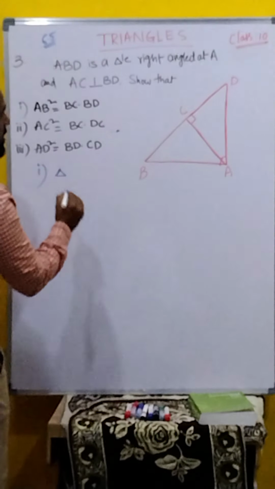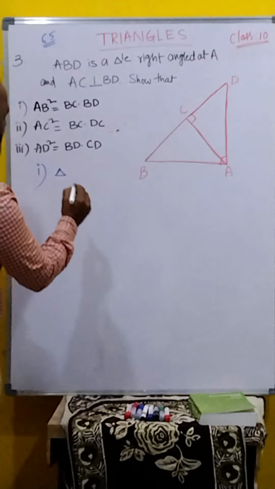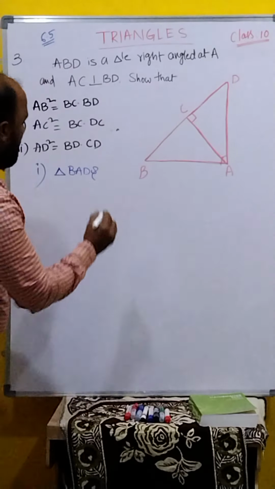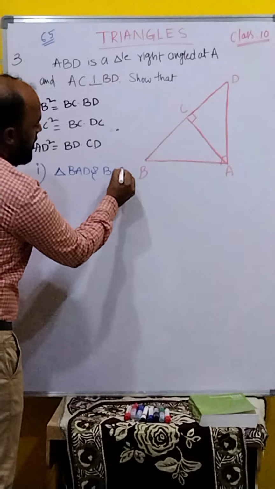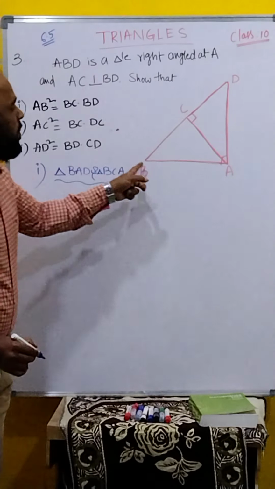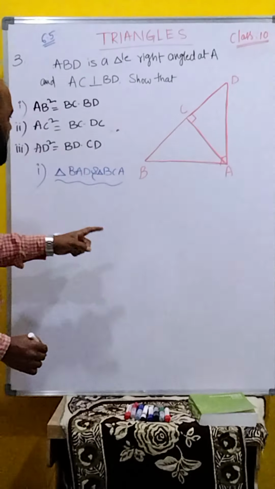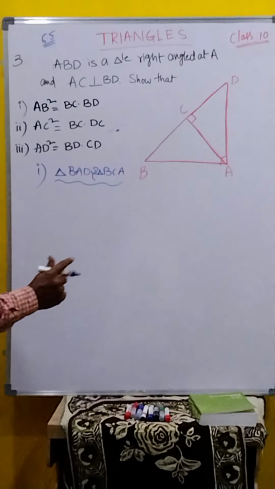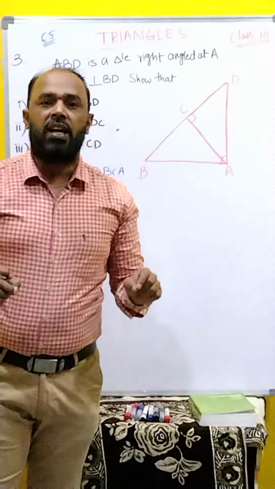Selection is important in this. AB square, this is the base here. Select the triangles. First, the big triangle BAD, I am selecting. Triangle BAD and triangle BCA. These two triangles I am selecting. Triangle BAD, the big triangle, and the second one, BCA.